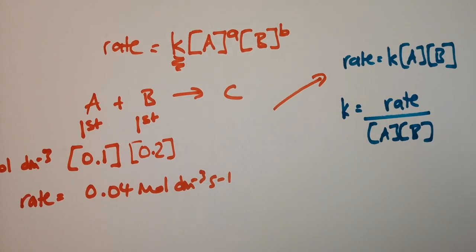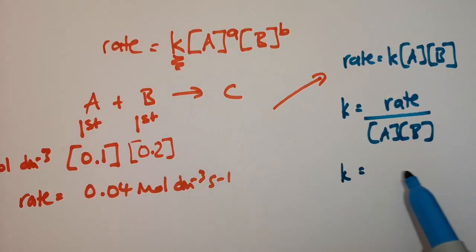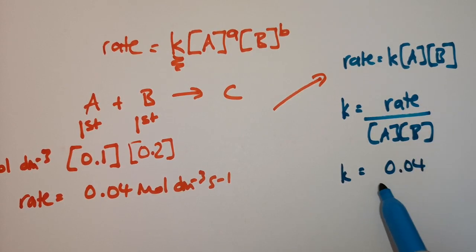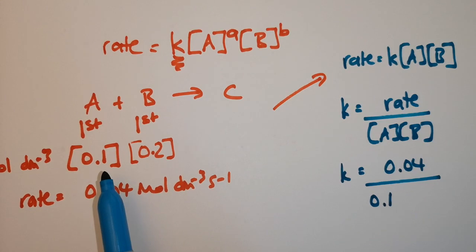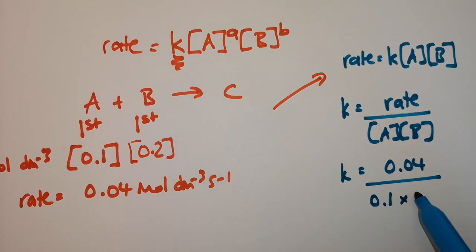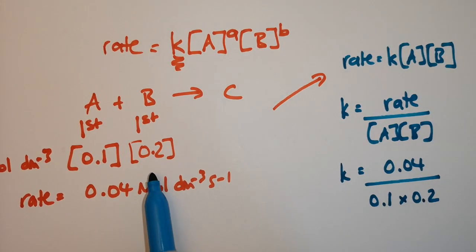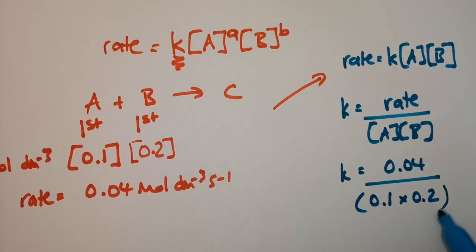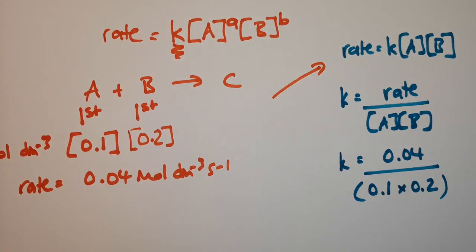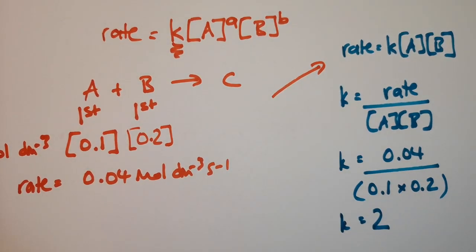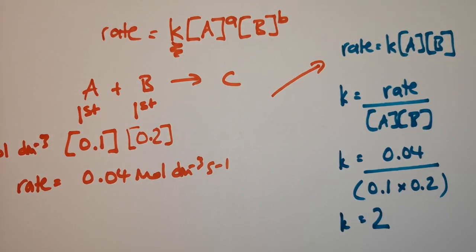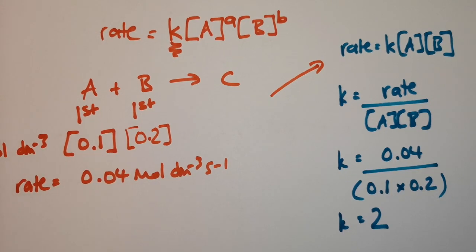So if I now plug some numbers in, k equals 0.04 divided by 0.1, which is the concentration of A, times 0.2, which is the concentration of B. If you run that through, you should get an answer of 2. Okay, so that's the numerical value.